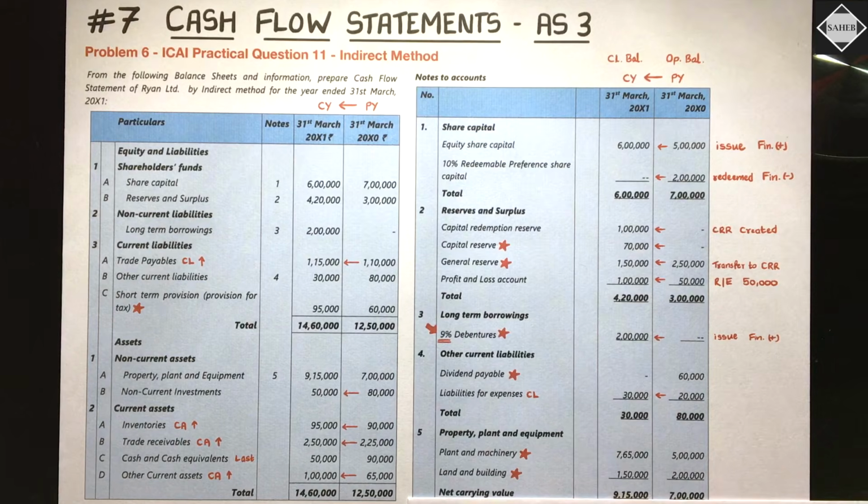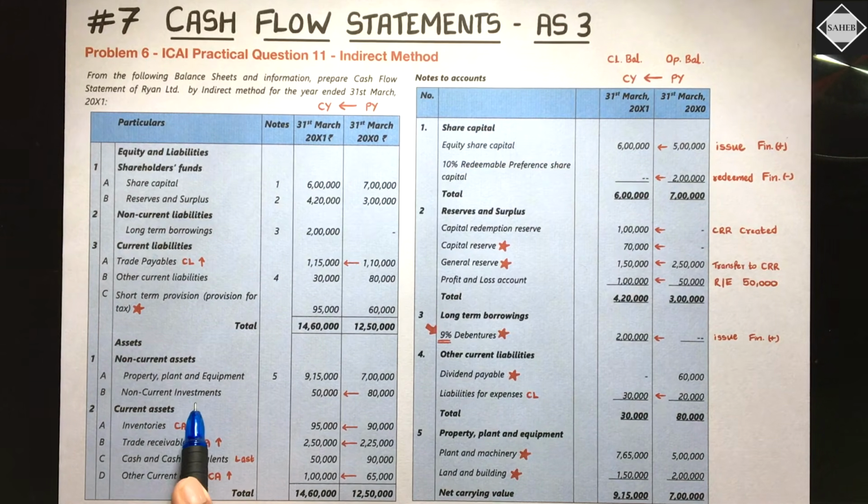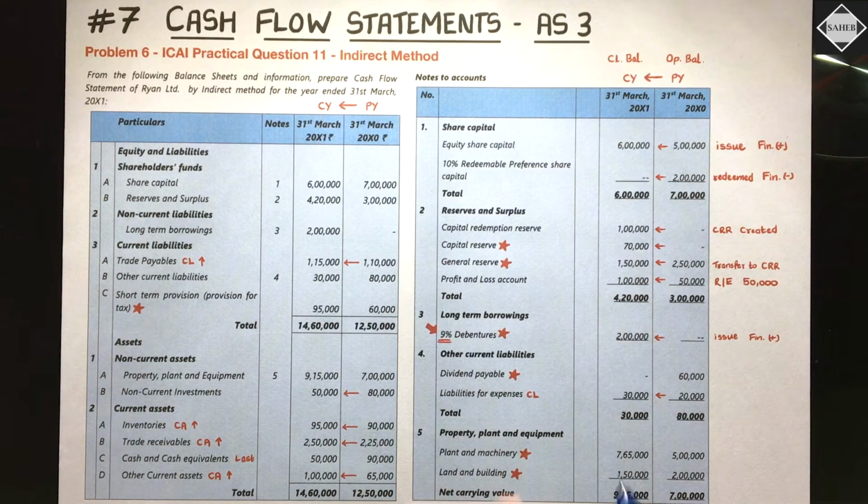So PPE over, regarding PPE, is that clear? And here they have given us what? They have given us WDV, remember that, okay, written down value. All right, so next what do we have? After PPE we have non-current investment. What's happening to non-current investment? From 80,000 opening balance it has become 50,000, 30,000 decrease.